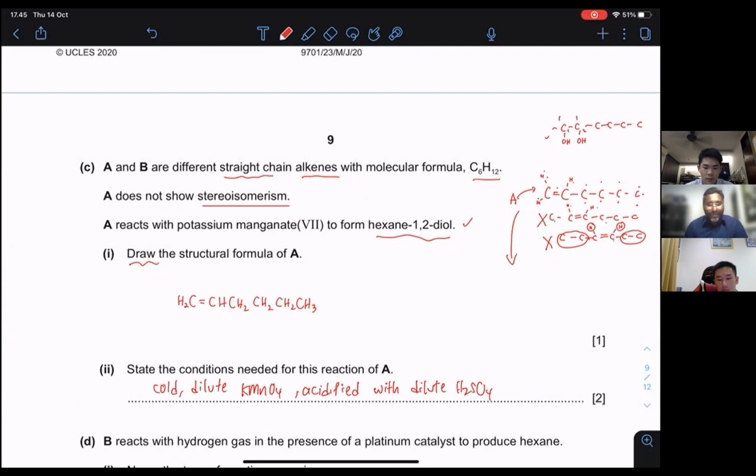Don't forget, they want all. If you miss any of these, you will not get the mark. It's quite tricky, right? Cold, dilute, sometimes you will miss the acidified. It will not work if you don't acidify. All three must be given in order to get the full mark.